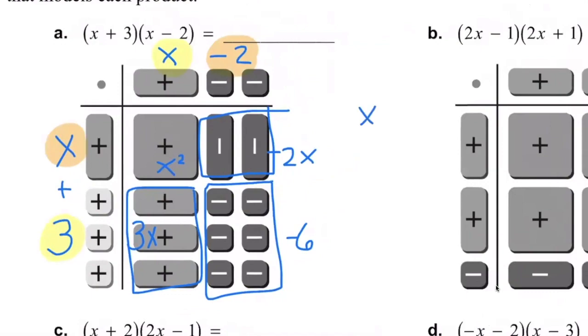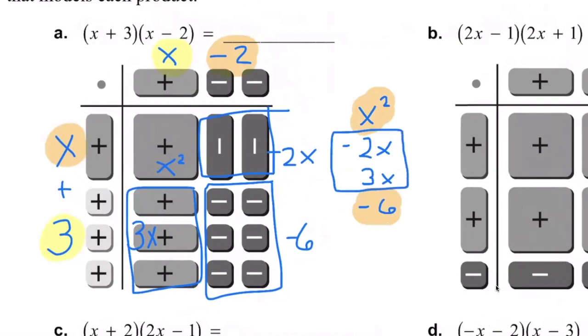So we have an x squared, we have a negative 2x, we have a positive 3x, and we have a negative 6. Right away, nothing combines with this one or this one. So we know that's a part of our answer. We know we're going to have an x squared and a negative 6. So we just have to worry about this part here.